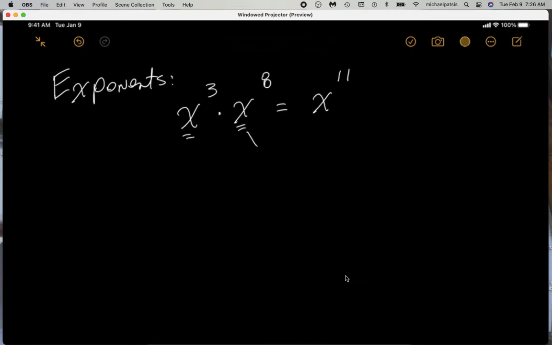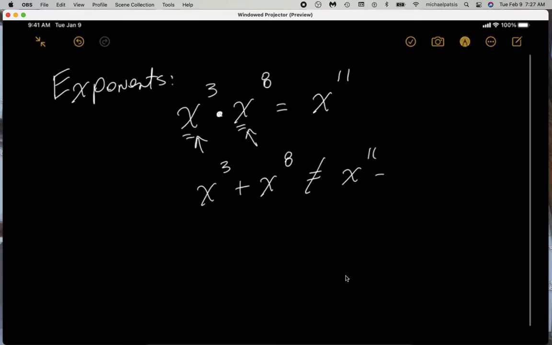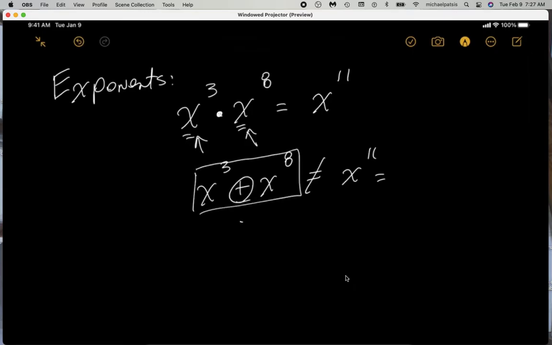Okay, it's very important that you look to make sure the base is the same and also that you are multiplying. For example, if you had x to the third plus x to the eighth, this does not equal x to the 11th. In fact, you cannot simplify this. So if you're given this with a plus sign or a minus sign in between the two terms, you cannot simplify.